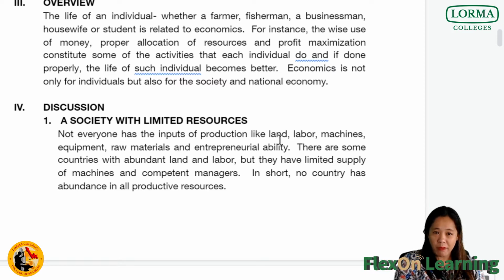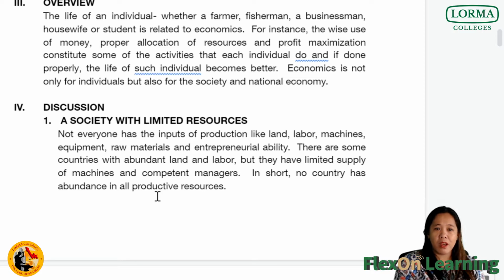Land? Do you have land? Labor? Do you have employees? Do you have the talent? Machines? Do you have machines to do products and services, equipments, inputs, and skills, managerial abilities, and so on. So there are some countries with abundant land and labor, but they have limited supply of machines and competent managers. In short, there's no country that has everything. Okay? And same is true with individual people.